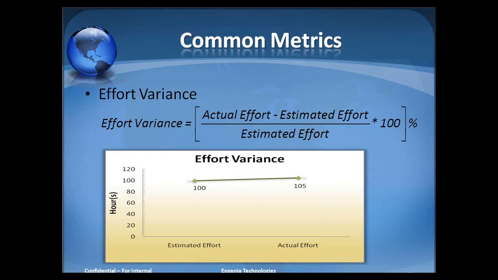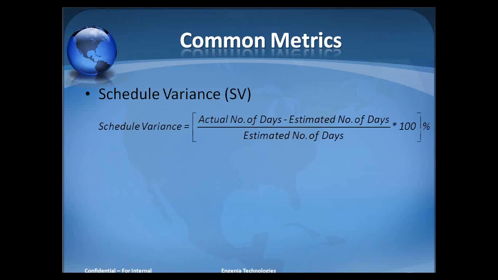Suppose estimated effort was 100 and you actually increase it to 105. So you have a very good effort variance because it is positive. And suppose it was negative, in that case that is taken as a bad thing. That effort variance, you had estimated as 100 and then you were able to achieve only 95. So that would be a negative value.